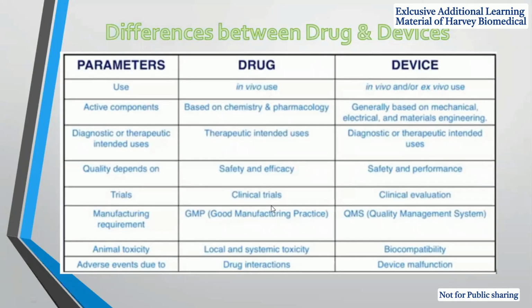Here, coming to the quality management system in the drug, they will follow the ICH guidelines. For devices, they will follow the ISO 13485 standards or 21 CFR 820. Coming to animal toxicity, here local and systemic toxicity, and biocompatibility.